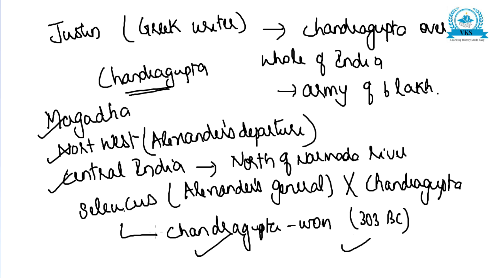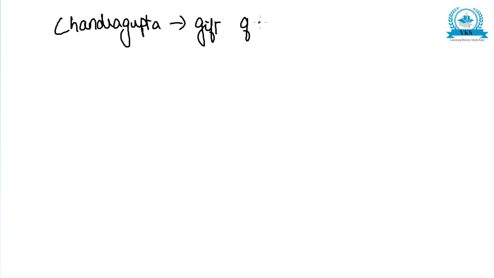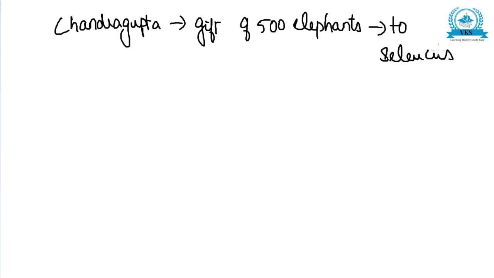But eventually peace was concluded between both of them. Peace was concluded because of a matrimonial alliance which happened. It is said that Chandragupta made a gift of 500 elephants to Seleucus, the Greek general, and he obtained territories.